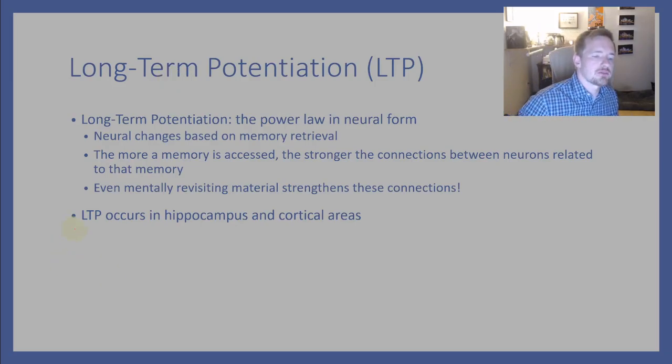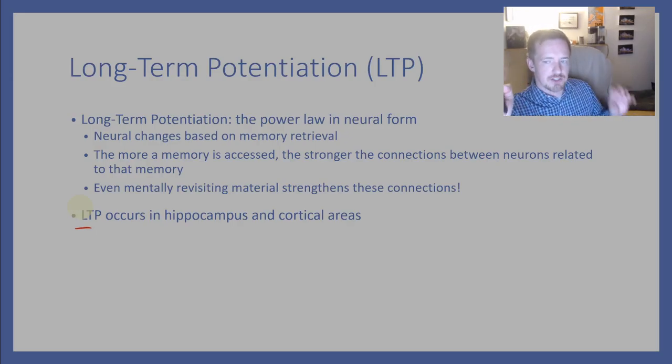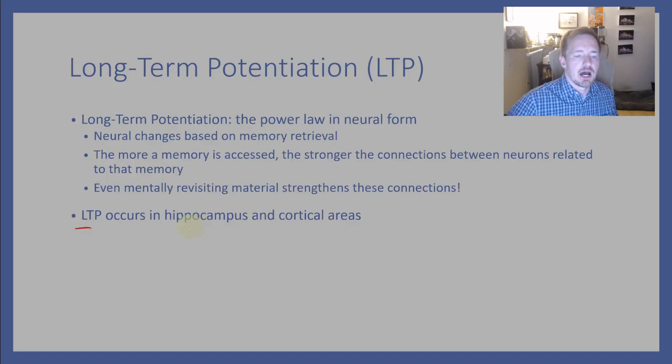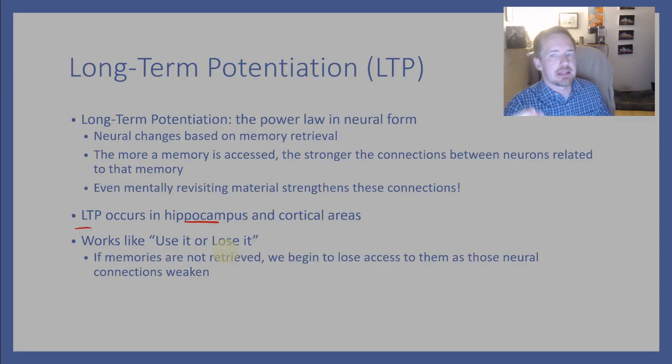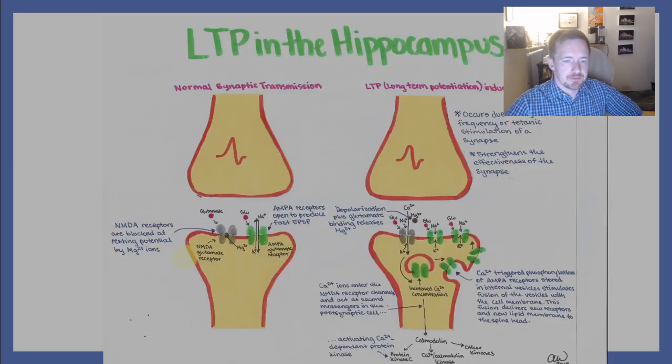And we see a lot of long-term potentiation, this process where this neuron becomes strengthened and creates new connections between other neurons. We see this happening in the hippocampus. So we see it in the area of the brain that helps consolidate these memories. And it works like a use it or lose it function, like I mentioned earlier. There are some really great notes that somebody took. I found this online because I tried to Google image search long-term potentiation, and I couldn't find a good one except for these notes that somebody took here.